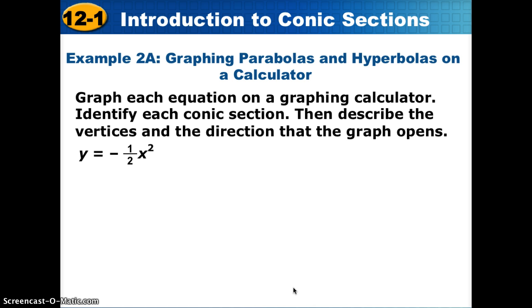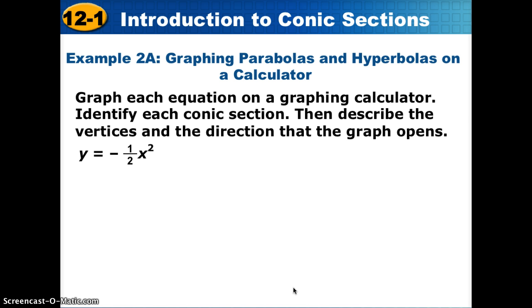Okay, let's take a look at this example. Just as we did before with the ellipses and circles, we're going to be graphing parabolas and hyperbolas on our graphing calculators. So you're going to need to solve for y, and you can see that this is a parabola. This is not a shape that we're unfamiliar with. This is something that we studied in the previous, I believe it was chapter 2. And so this time we're going to graph it, identify the conic section, describe the vertices.